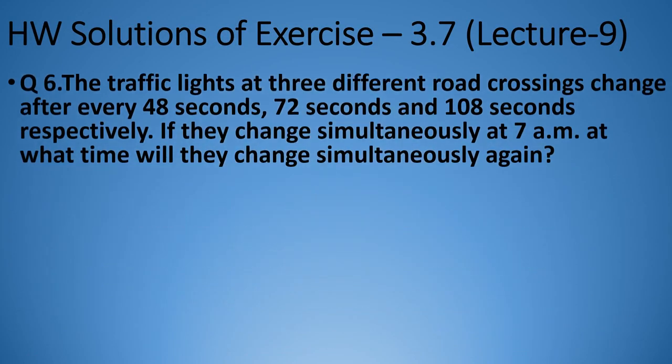The traffic lights at 3 different road crossings change after every 48 seconds, 72 seconds and 108 seconds respectively. If they change simultaneously at 7 a.m., at what time will they change simultaneously again? Simultaneously means all together again. Think once: if the traffic light is changing now, then the next time it changes, definitely the time will be the greater one. Okay, it is after 7 a.m., not before.